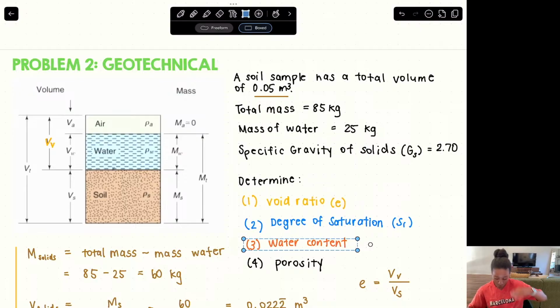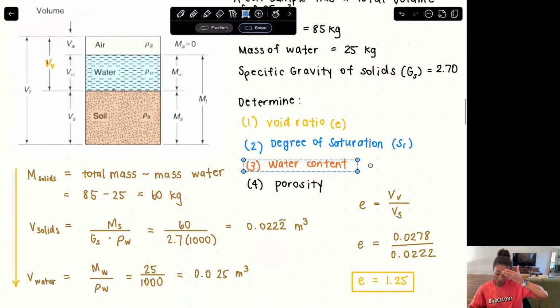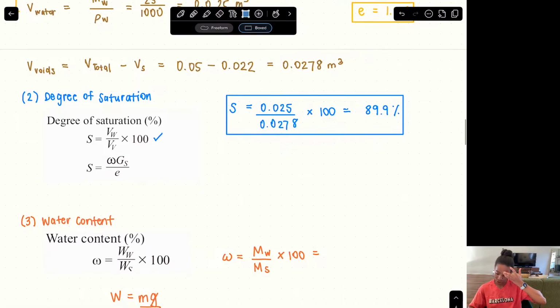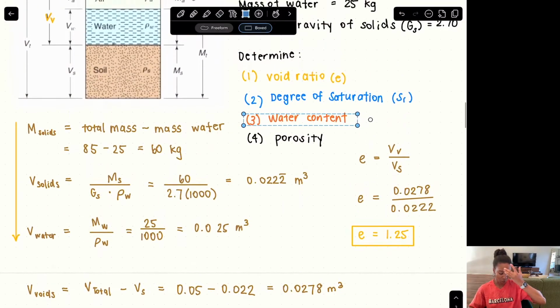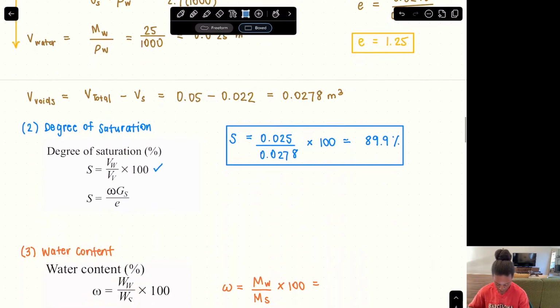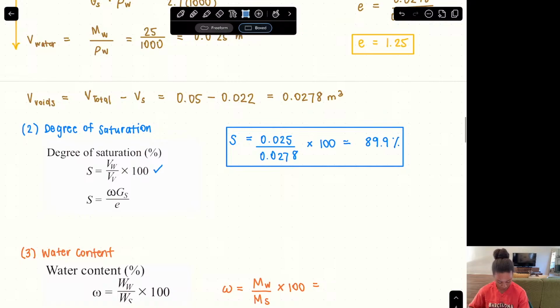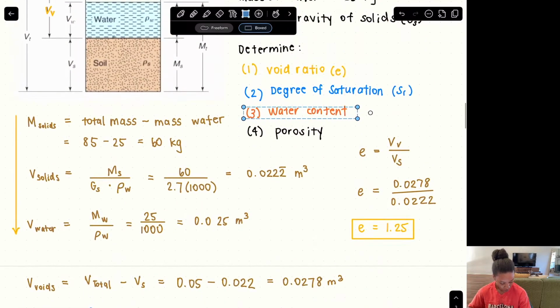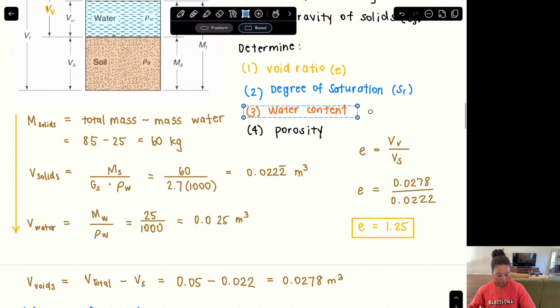Okay, so we're given the mass of water is 25 kilograms. That's a mass. And the mass of solids we found in the first part of the equation. Air does not have a weight, so that's why it's just the mass of the solids. So the mass of solids we found is 60 right here.